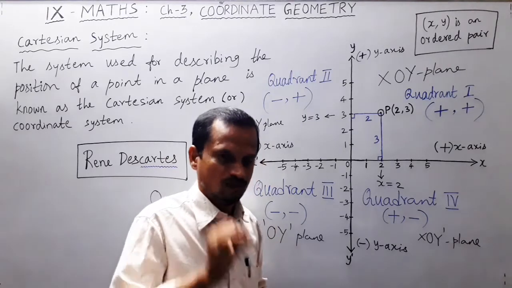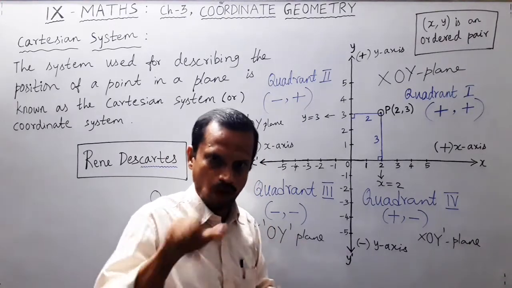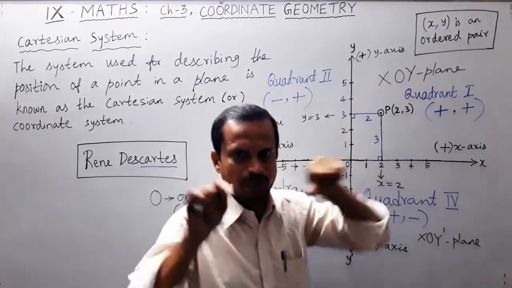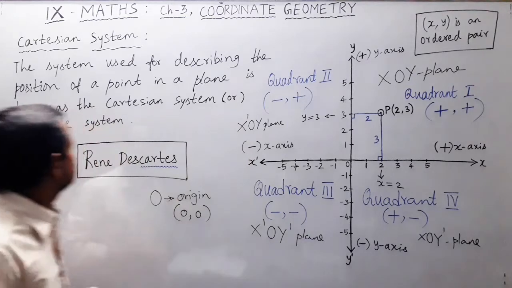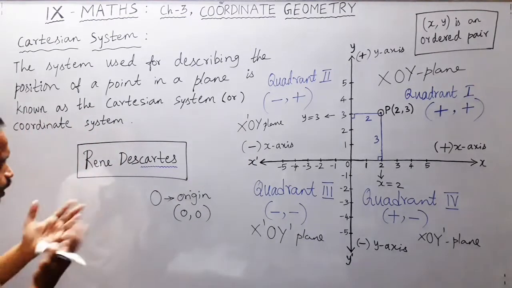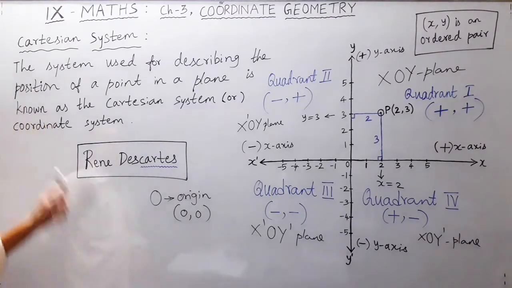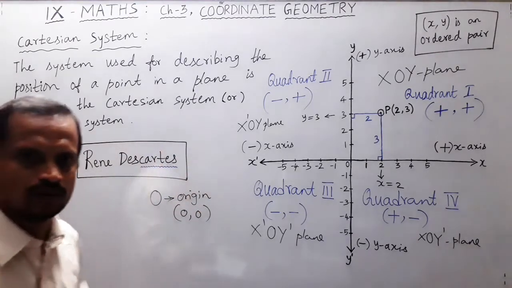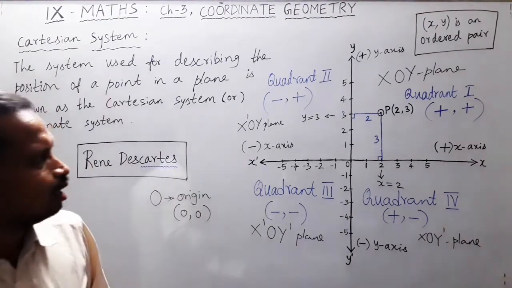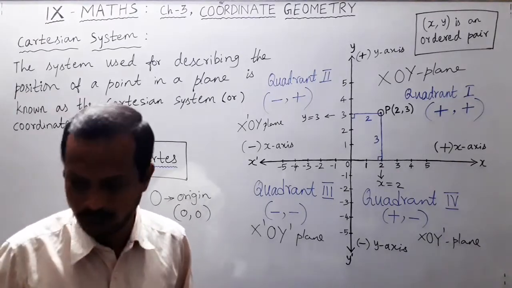So what are the things you should know? (x, y), enclosed by the parentheses. Clear? And then there is the mathematician who initiated this: René Descartes. This is what we have to take first, and then we recall the points. Okay, you have to write the points one by one.